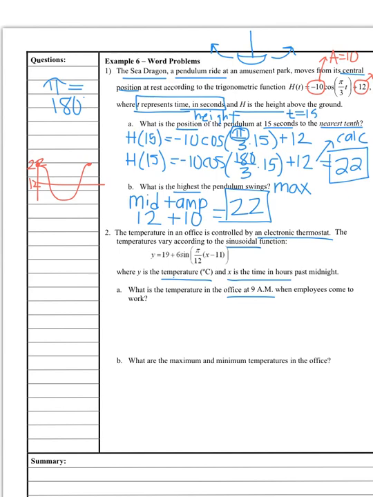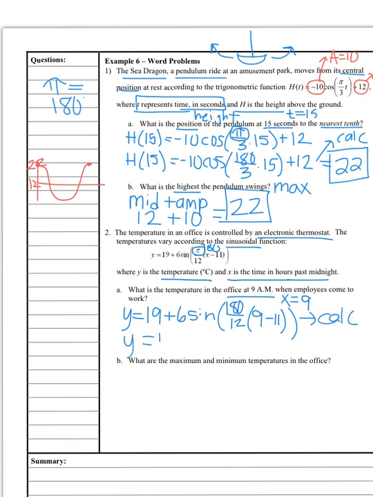So if x is time past midnight, then 9 a.m. is 9 hours past midnight. So that means the x value they want us to plug in here is 9. So we're going to do y equals 19 plus 6 sine. Now again, I want you to use 180 for pi, of 180 over 12, parentheses x minus 11, so 9 minus 11, close parentheses. And then when you type this all in your calculator, you'll end up with y equals 16 degrees Celsius.